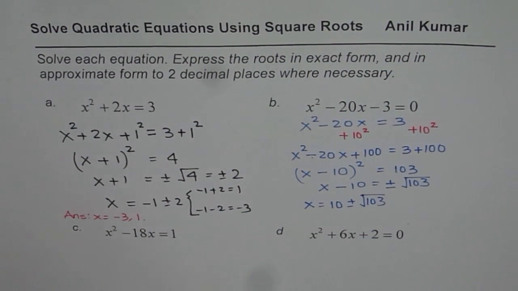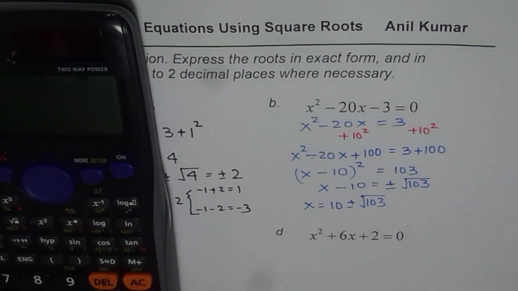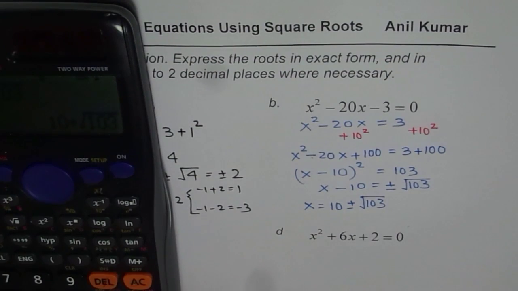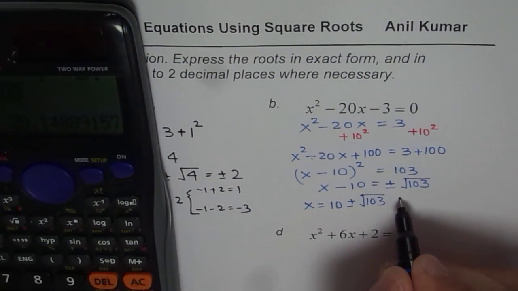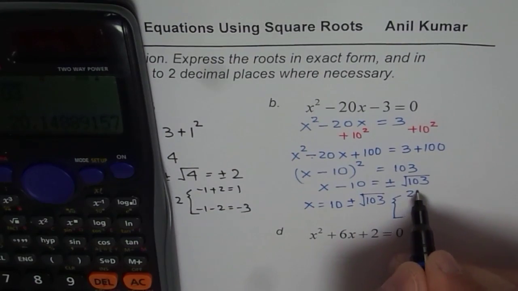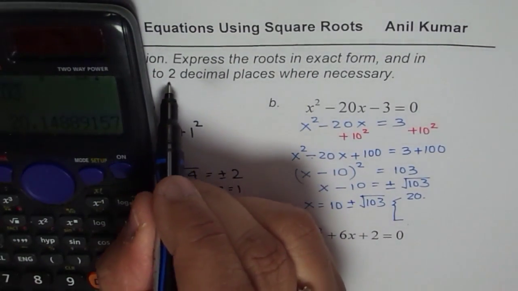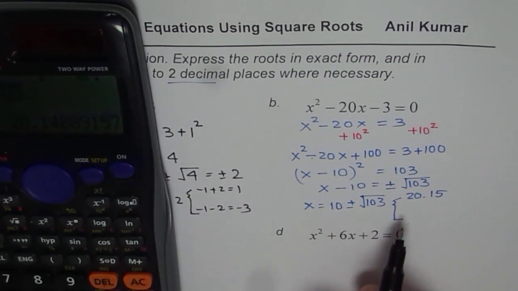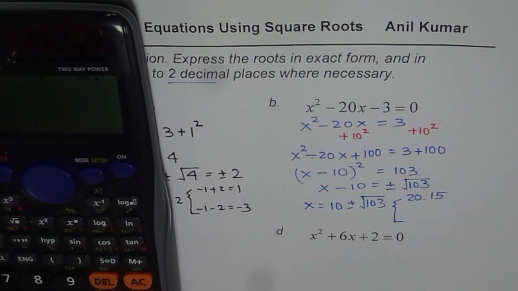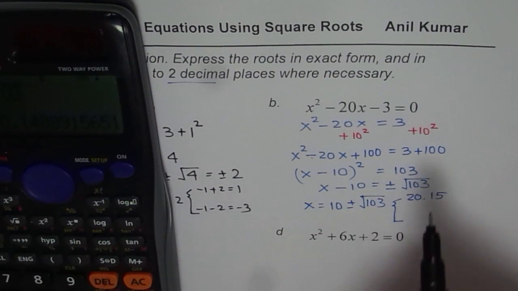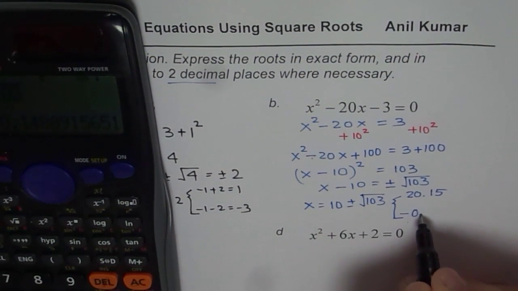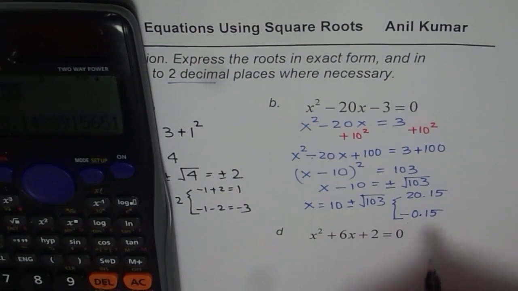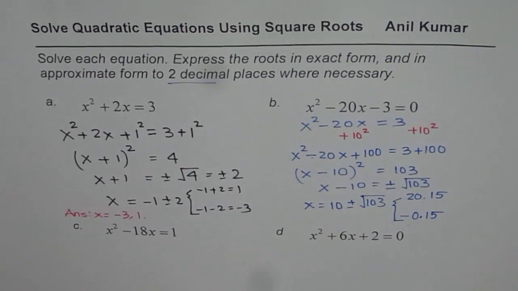You can use a calculator in this case and write the answer in decimals. So we have 10 plus the square root of 103, which in decimals, you'll get two answers. One of them is 20 point. We have to do two decimal places, so I'll round it to 20.15. The other answer is 10 minus the square root of 103, and that is, in decimals, minus 0.15. Correct? So these are my two solutions for the given equation.